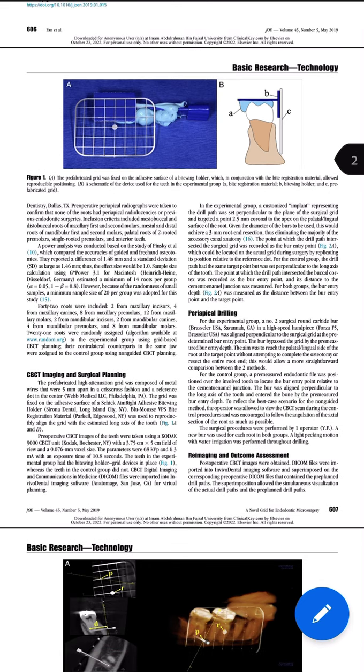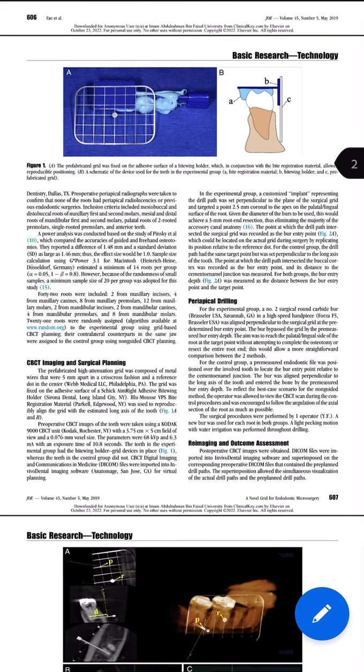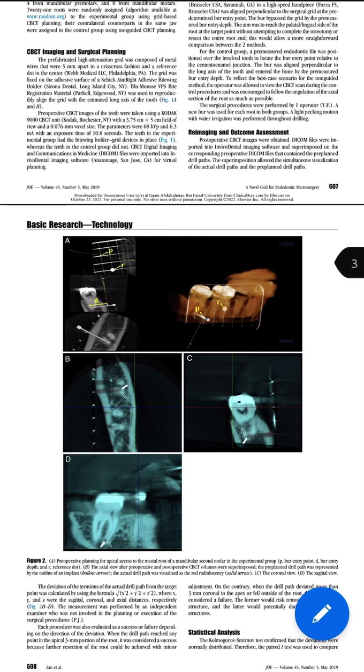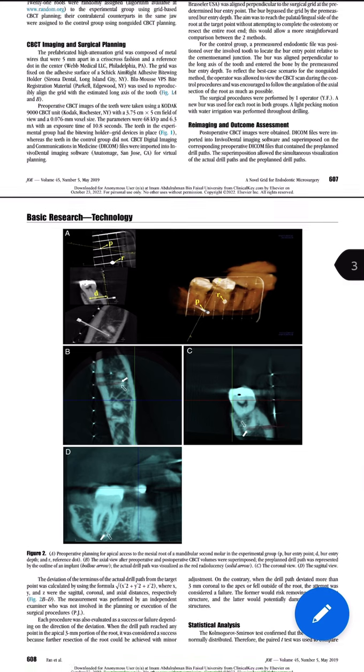To test the accuracy of this technique, post-operative CBCT images were obtained and superimposed on the pre-operative CBCTs, and the deviation was measured in three-dimensional fashion. Depending on the direction of the deviation, if the drill path reached any point in the apical 3mm portion of the root, it was considered a success. When the drill path deviated more than 3mm coronal to the apex or fell outside of the root, the attempt was considered a failure.